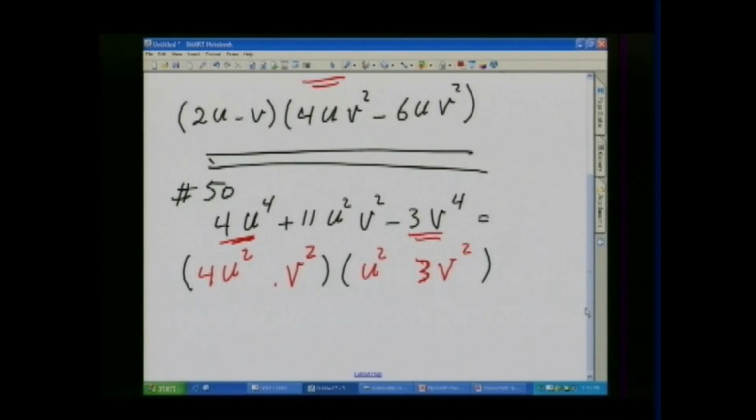Now the sign in between, since this is negative, that means one has to be positive, the other one negative. When I look at the middle term, plus 11u squared v squared, then I say the plus would be larger. So I put a plus here, I put a minus here. Now you can see if I multiply these two parentheses together, term by term, I'm going to get back the original problem. And that's how you factor this.